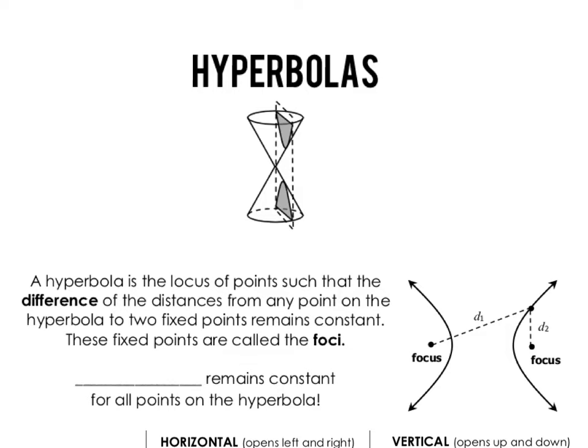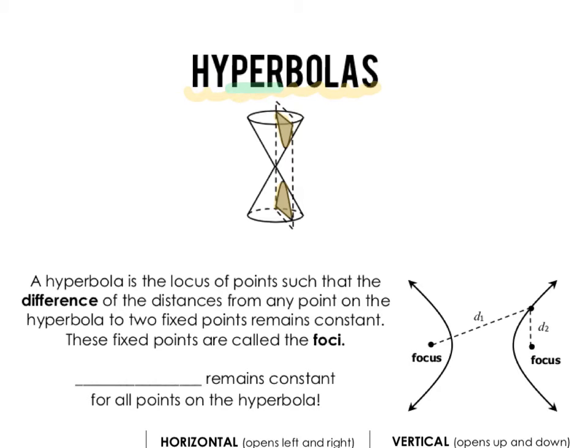So keep in mind that hyperbolas are part of the set of conic sections. Hyperbolas are formed when we slice a cone and we get a parabola shape above, and then we also get a parabola shape below. And those two parabola shapes create a hyperbola. Remember, we put the accent on the hyperbola.